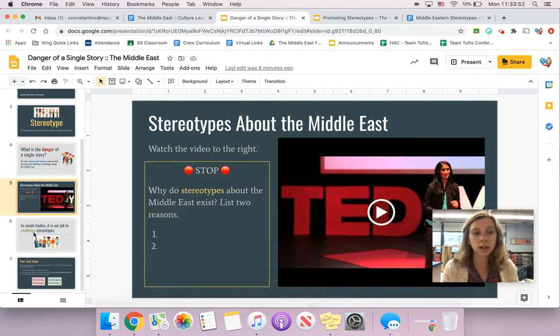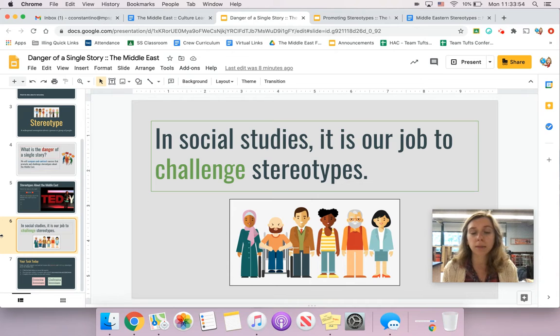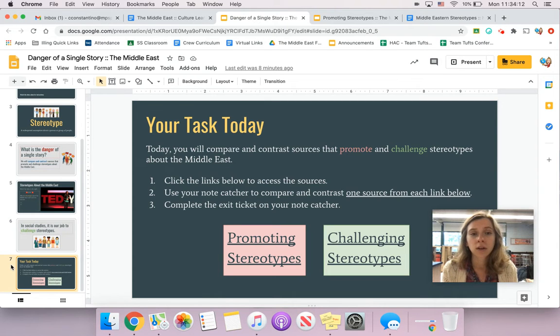Now, in social studies, it's important to remember that our job is to challenge stereotypes. There is a lot of danger in just believing a single story or a single version of experiences. So we need to look for the truth, we need to look for the reality, which is often much more complicated and diverse than just one version of things. So let's look at our task.